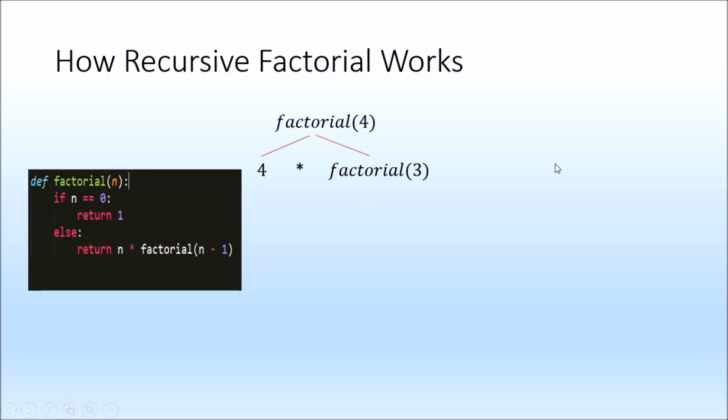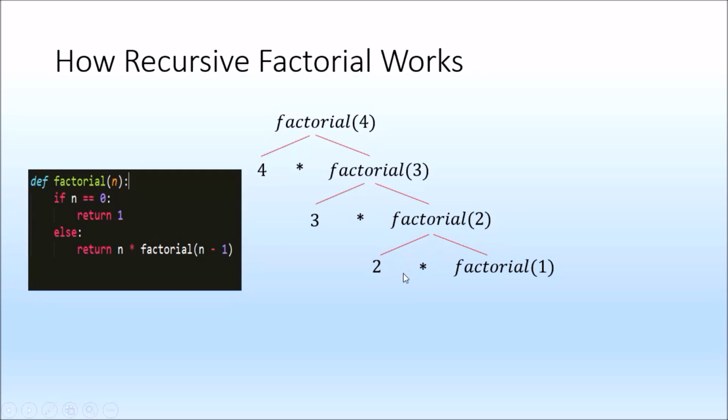Let's do that. 4 times factorial of 3. Now we have to call factorial of 3. What happens when we call factorial of 3? We get 3 times factorial of 2, and so on. And then when we call factorial of 2, remember, none of these have actually returned anything because we don't know what factorial this returns. We haven't reached the return statement that returns anything other than another function call.